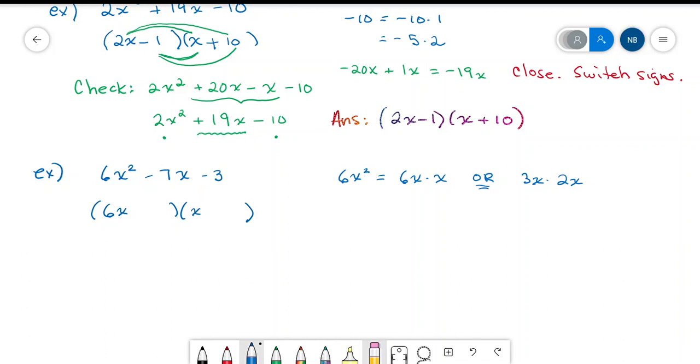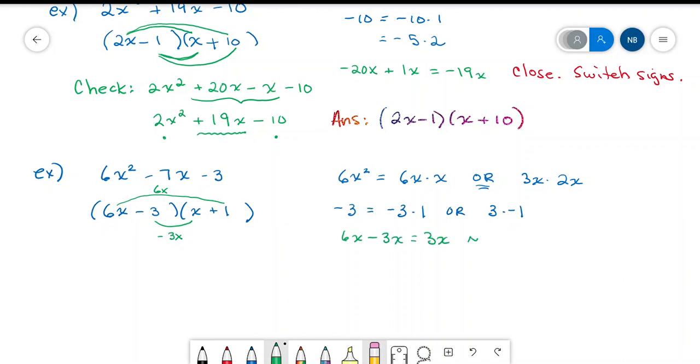So we've gotten first. Now we need to try to get last, which is negative 3. Well, 3 is prime. So negative 3 is negative 3 times 1 or positive 3 times negative 1. So let's just try negative 3 and positive 1. Outer, 6x times 1 is 6x. Inner, negative 3 times x is negative 3x. 6x minus 3x equals 3x, not negative 7x.